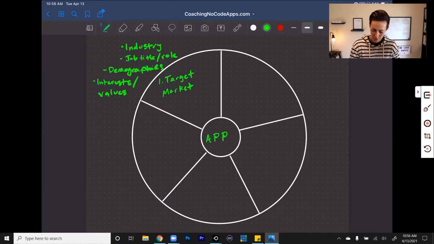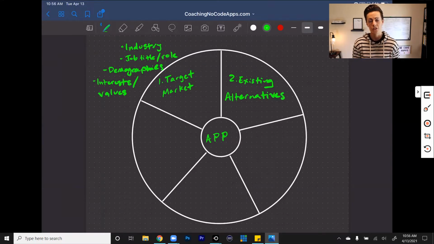Okay. Now, the second thing that I want you to look at are existing alternatives. Existing alternatives are other solutions that solve the same problem that your app is being created to solve. Now, I'm not saying other apps or competition. I'm saying existing alternatives. And the reason why I'm saying that is because you want to have other solutions out there that people are using that solve the same or a similar problem that your app will be solving.